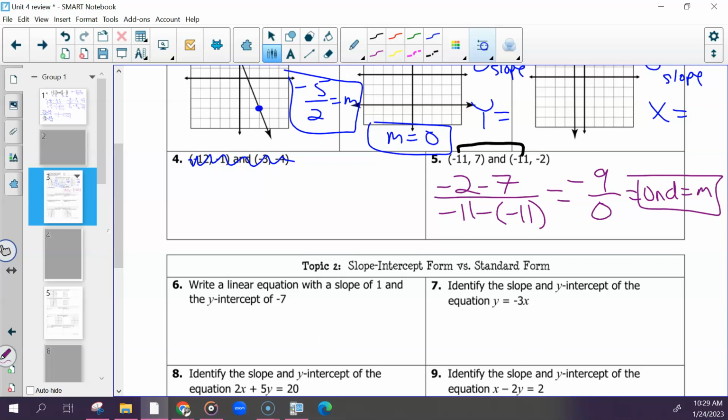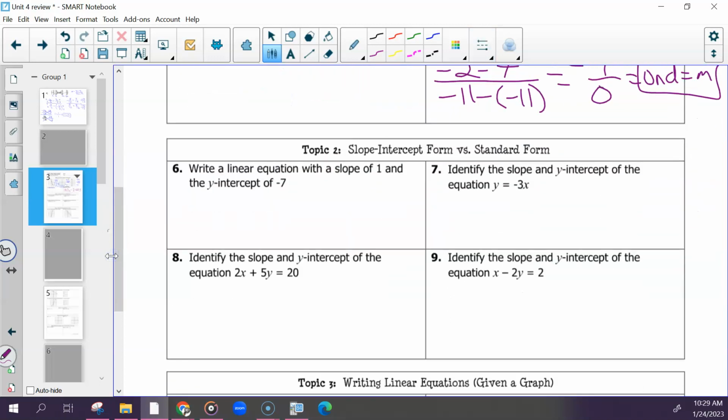6 is more for writing, but we'll do it anyway. So if we have to write a linear equation, it has to be in slope-intercept form. They give us the slope, they give us the y-intercept. So it would be y equals 1, or you can leave the 1 out, x minus 7. Questions on 7, 8, or 9? Cameron? Yes.